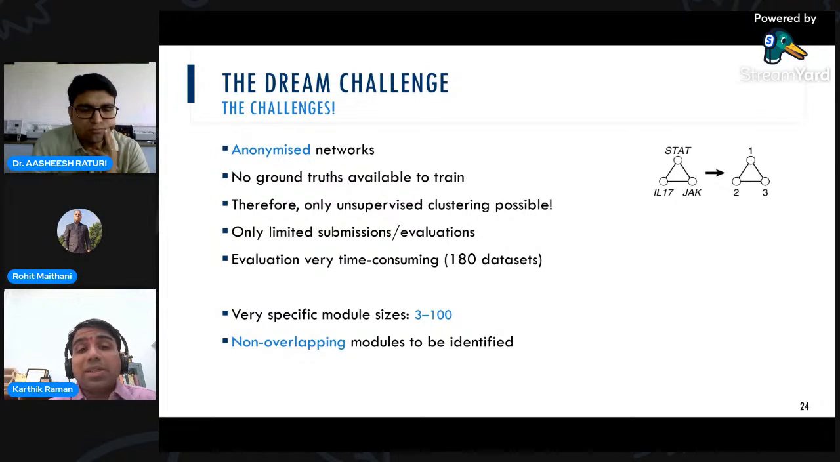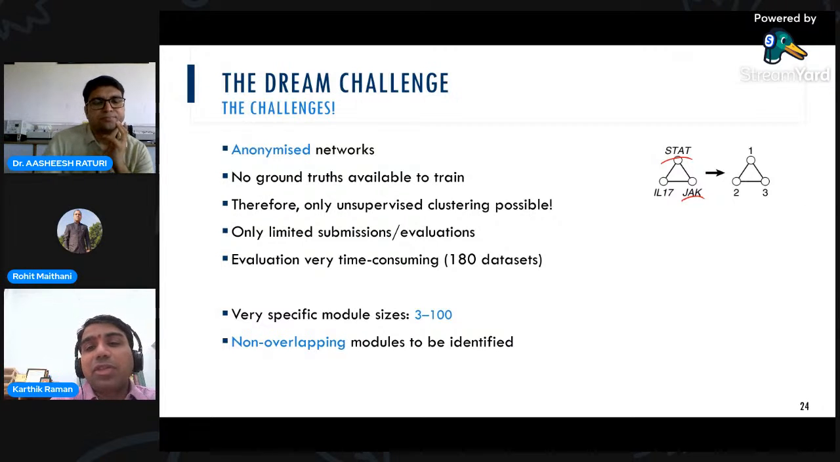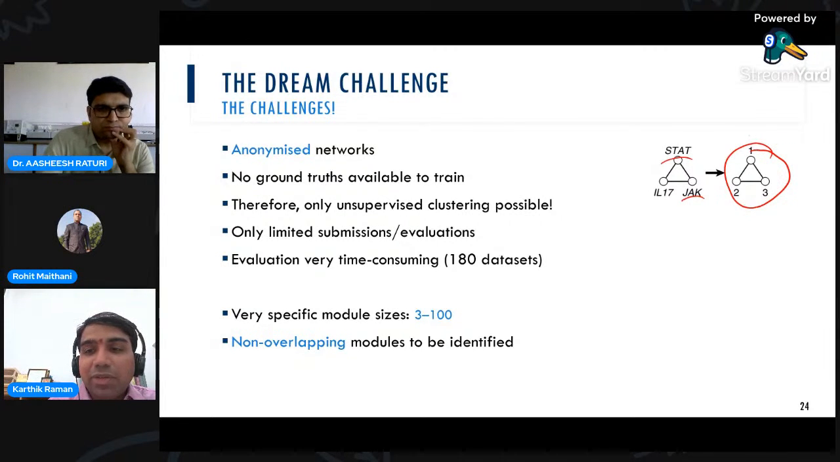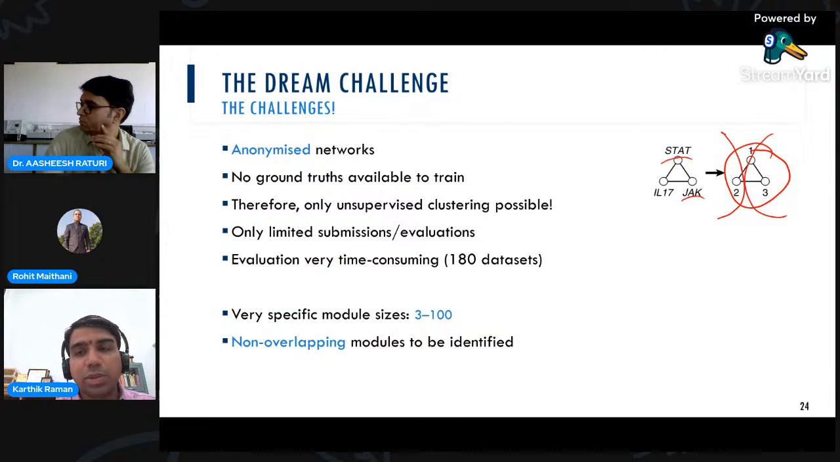So we didn't know the biology of any of these nodes. We just got 1, 2, 3. I don't know if it is STAT or JAK or P53 or any other protein. So we got this kind of a network, and we had to say, okay, some of these components of the network form a module, and so on. And we had to identify modules of a very specific size, not less than 3 proteins and not more than 100 proteins.